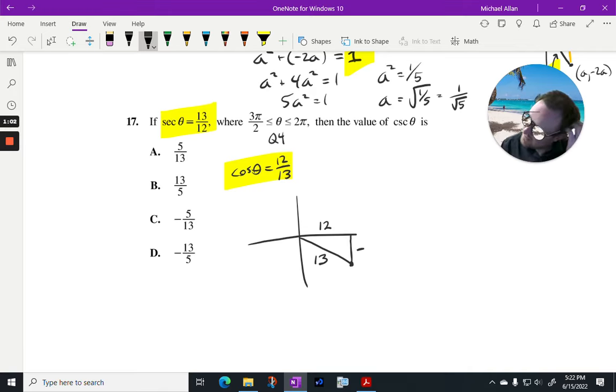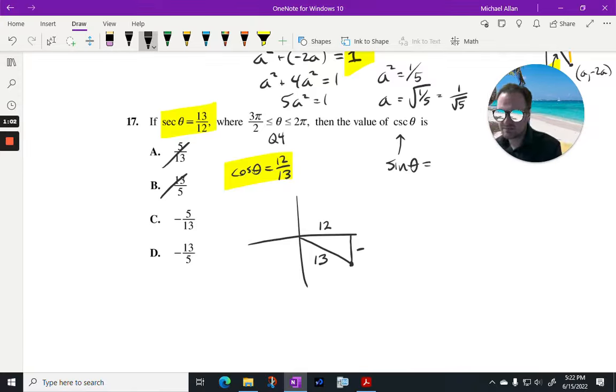So I'm just going to cross off these ones because those are not negative, because cosecant represents sine. So if I can find sine theta, I can find out what cosecant is by flipping it over. Actually, I already know the answer now, because I've got to flip it over. It's got to be this one here. But let's just double check.